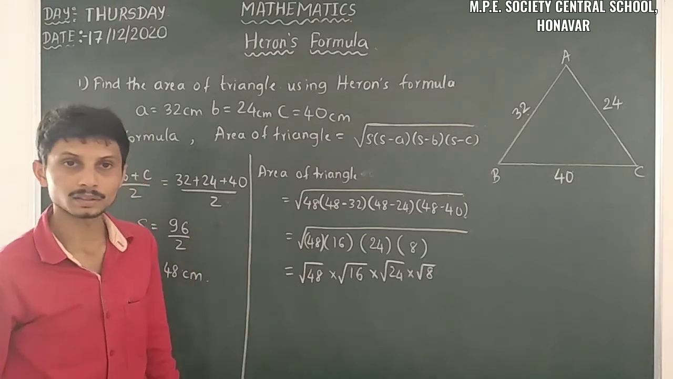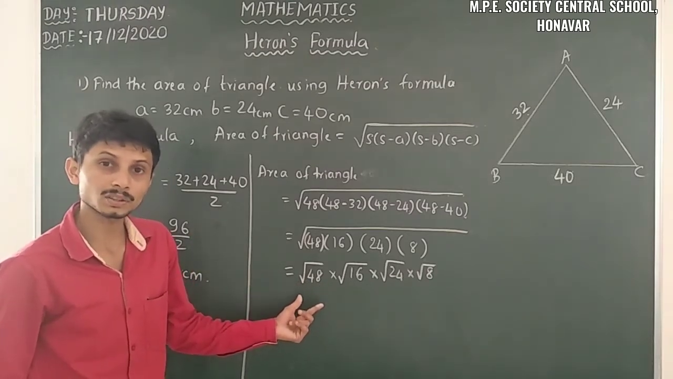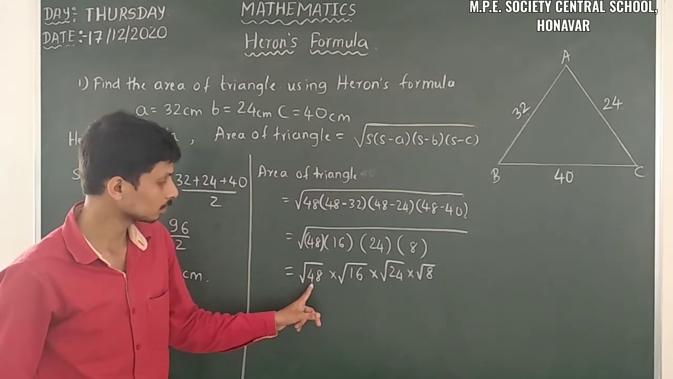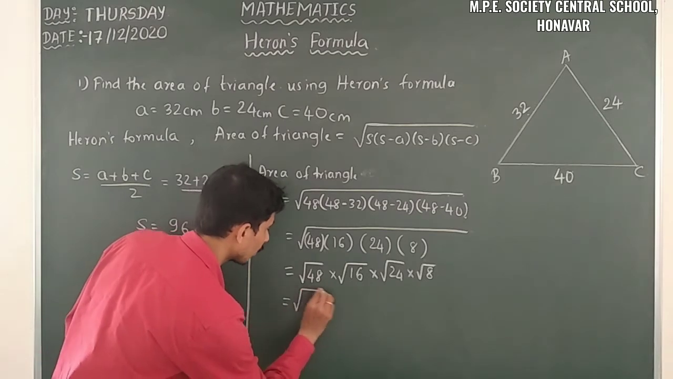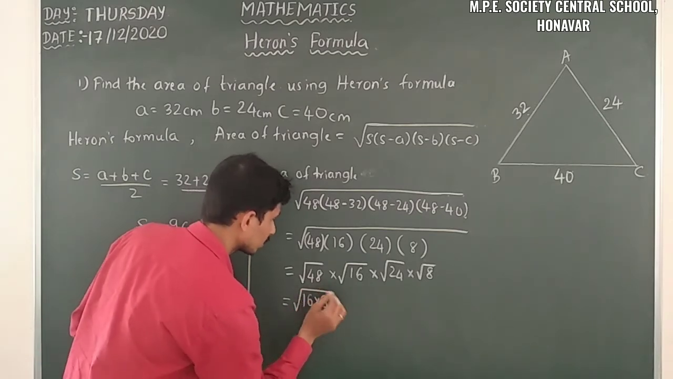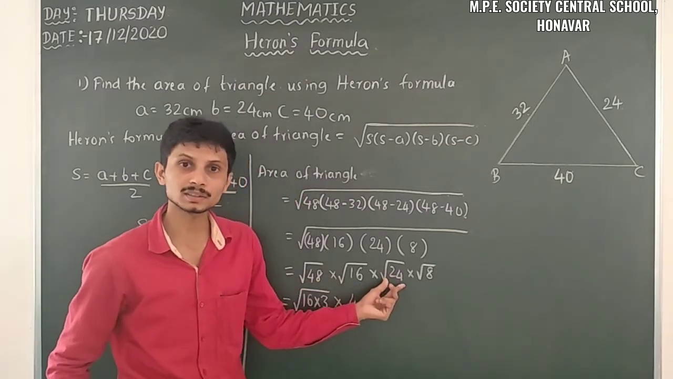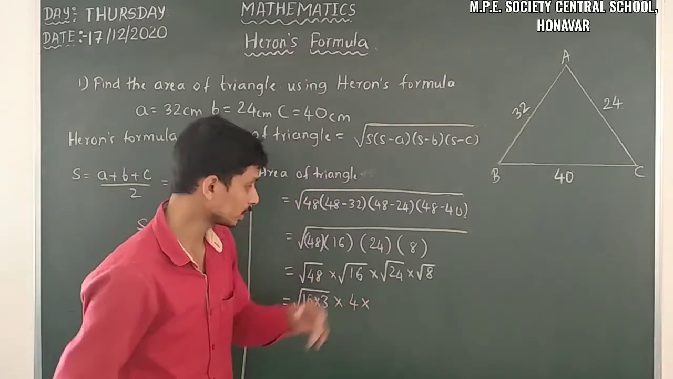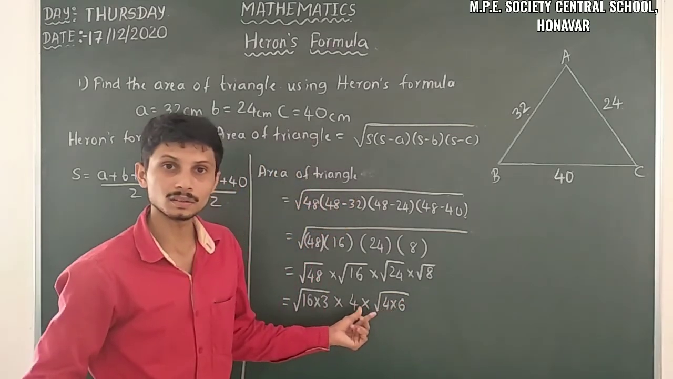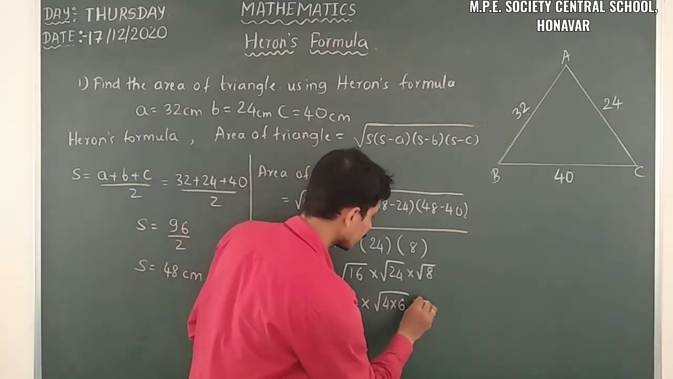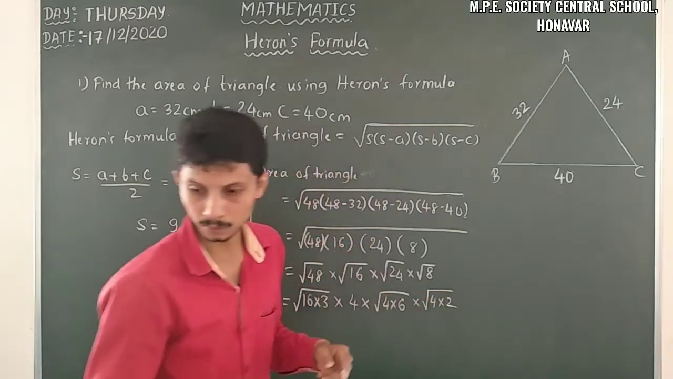So that one we can take here. And 48, just look at whether it is a multiplication of any perfect square. So 16 into 3, we can take the square root of 16 into 3, and root 16 means 4. 24 can be written as 4 into 6, where 4 is the perfect square, and 8 can be written as 4 into 2, so that is possible.